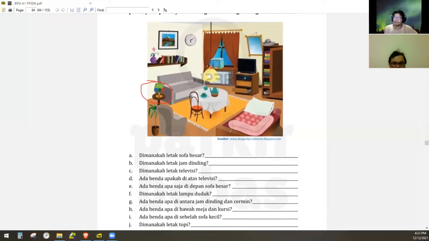where is the table lamp. So the focus of the question is the table lamp. So lampu duduk ada di, that will be the subject, right? The subject is the lampu duduk. Lampu duduk ada di samping sofa besar. Yes, alright. Okay, or you can say di bawah, not really underneath, right?